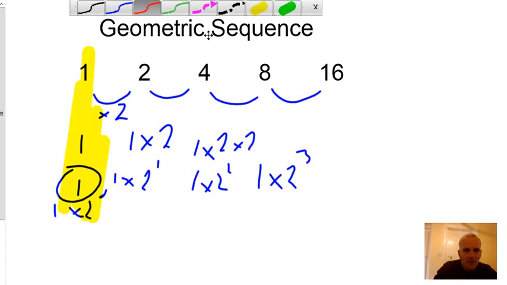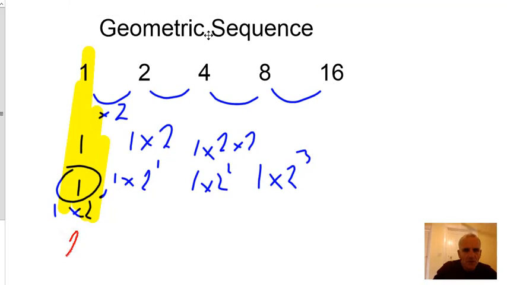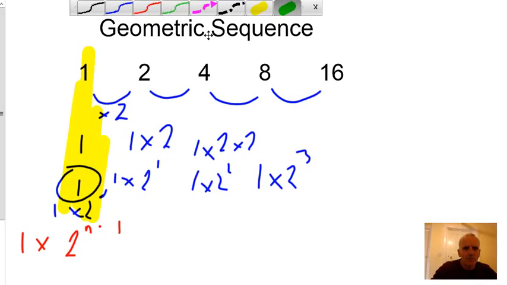So the first one is 2. Now I'm not going to write to the power of 0. It's the first term, but I want the power to be 0. So if it's the first term, it's going to be 2 to the power of n minus 1. Remember, the first number was 1, the number we started with. The second one, let's just check that works. Let's have a look at the second term.